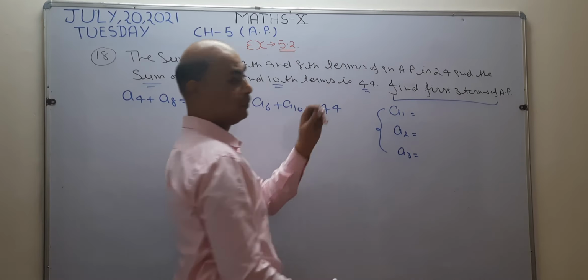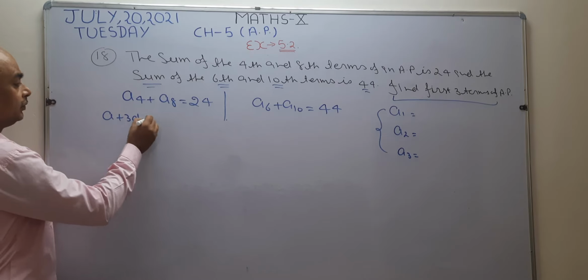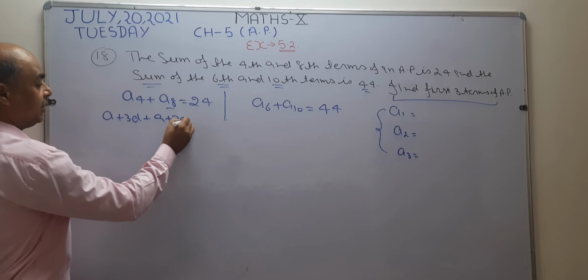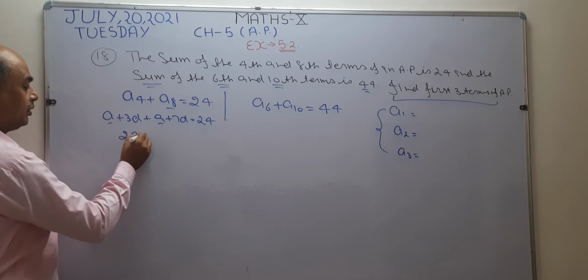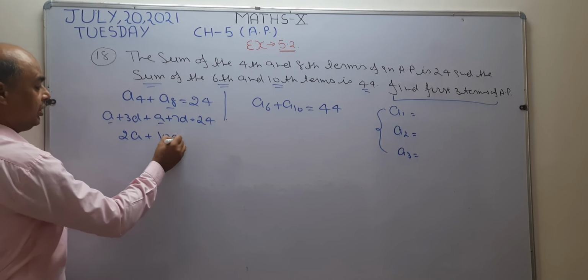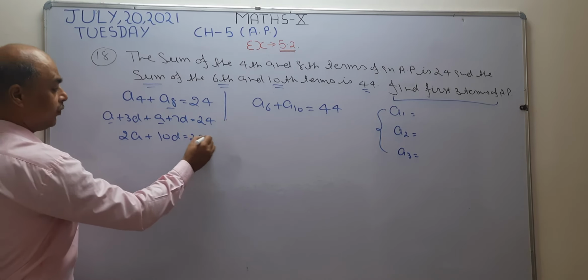Okay. So a4 can be written as a plus 3d. a8 can be written as a plus 7d, equal to 24. Now a plus a becomes 2a. 7 plus 3 becomes 10d, equal to 24. This is your first equation.